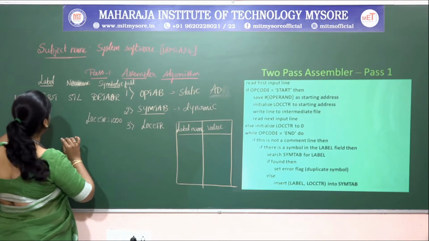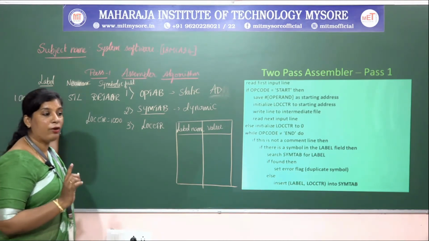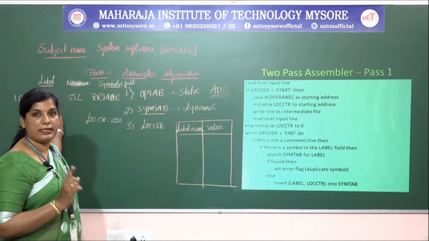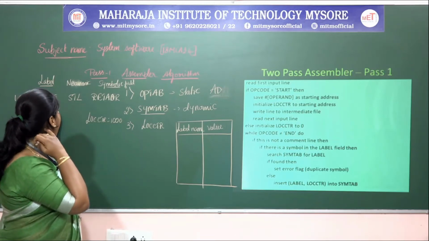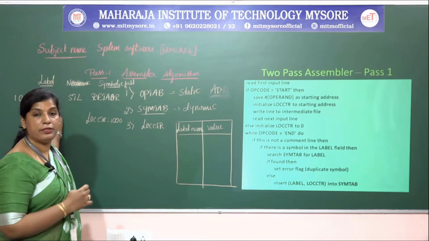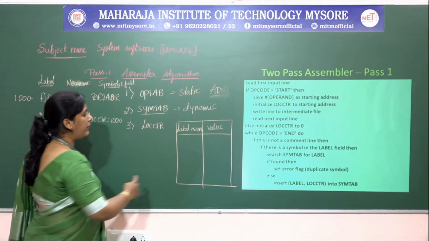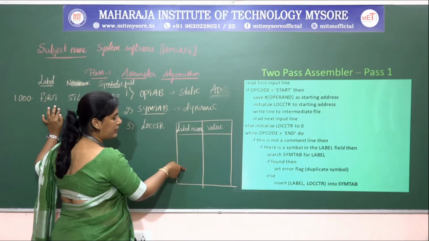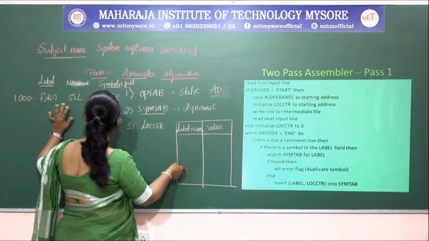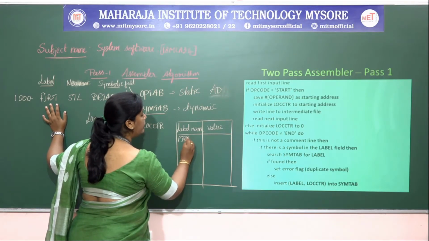If it is present in the label field, the same label name cannot be given to more than one instruction. So whatever label name we are using here, it is going to check for that label name in the symbol table. Is it present in the symbol table? No. So if it is not there, it is going to enter that label into the symbol table.